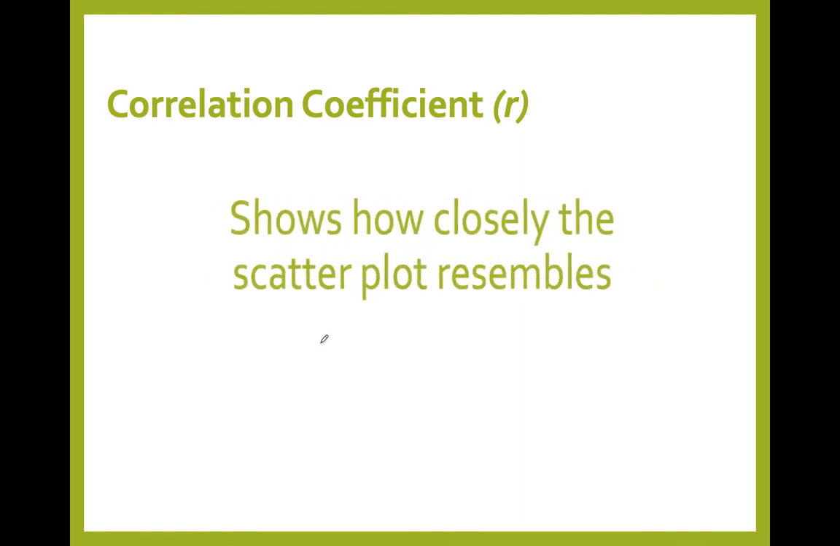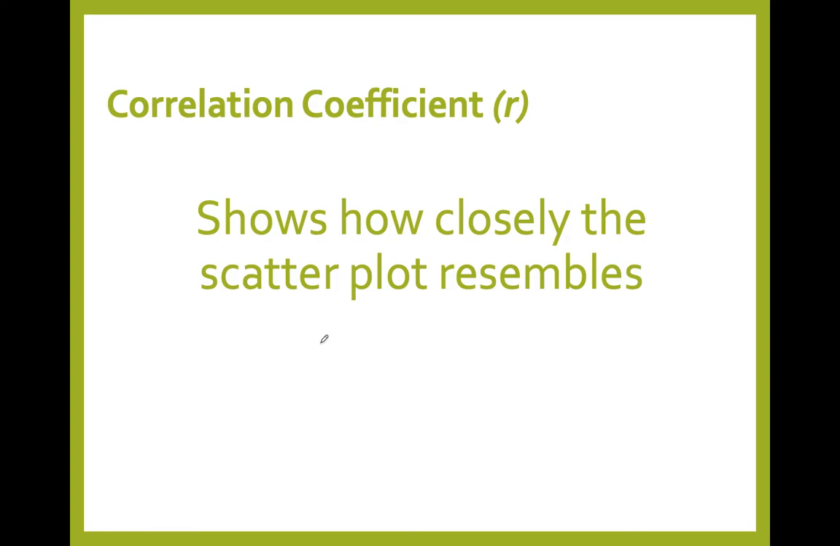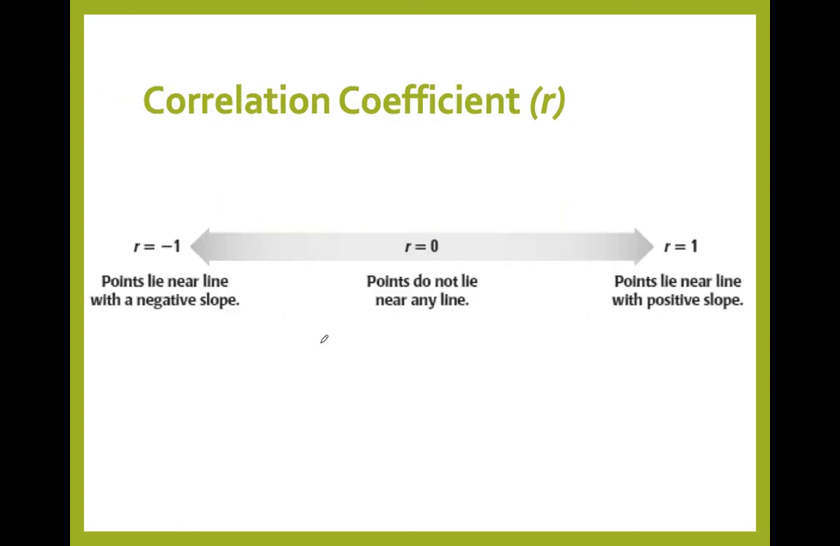Okay, so one other thing we can calculate with a scatter plot is what's called the correlation coefficient. So we can talk about positive, negative, or no correlation. We can also talk about how closely those scatter plots resemble a perfectly linear relationship or a straight line. So the closer the dots are together, the closer it resembles a linear relationship, and the more spread out they are, the farther away from a linear relationship they are. And that's what the correlation coefficient tells you.